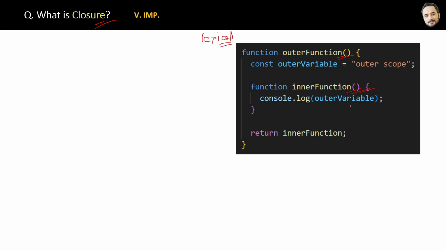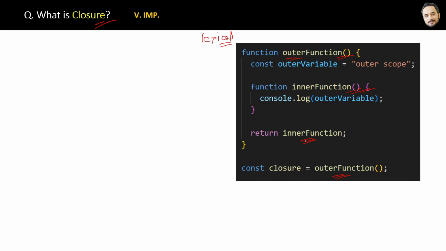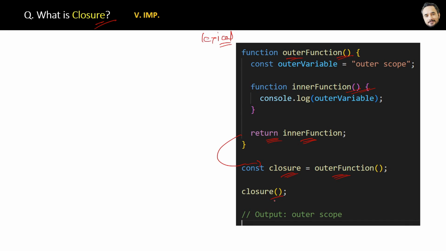Now, here you can see we are returning the inner function from the outer function, right? Now, when we call the outer function, it will basically return the inner function only, and that we are assigning to this closure variable. Then finally, we are calling the closure function like this.